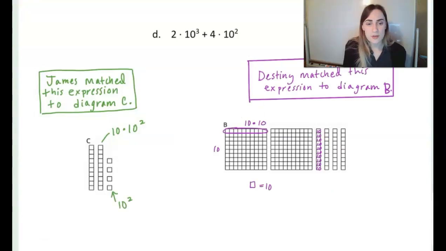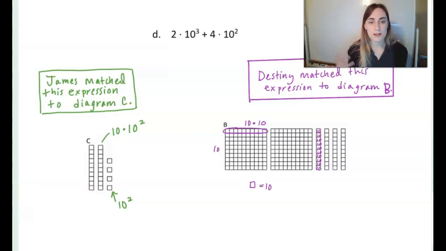So here we have two students' answers for the matches for expression D, which was 2 times 10 to the third power plus 4 times 10 to the second power. So on the left, you can see James matched this expression to diagram C, and he labeled a little bit to show his thinking. And then on the right, you can see Destiny matched this expression to diagram B. And she labeled a little bit differently to show her thinking.